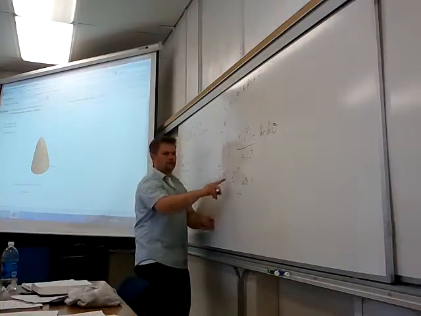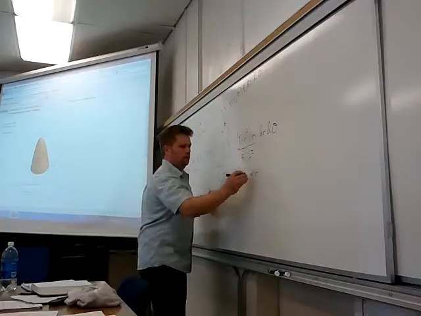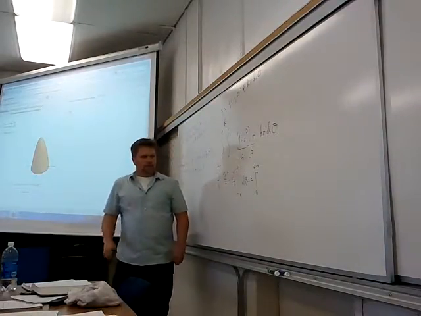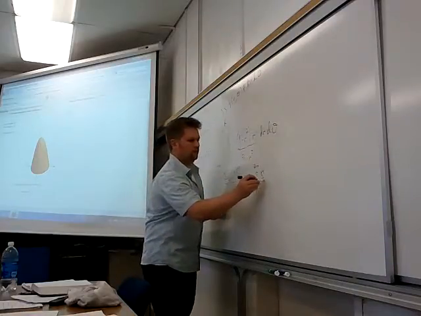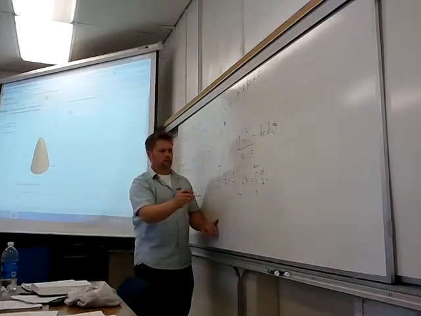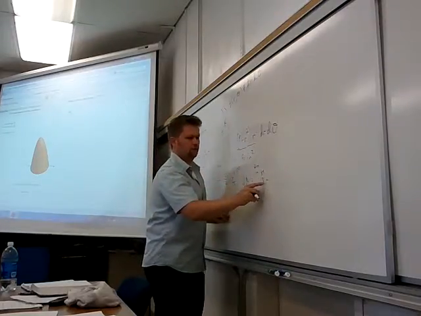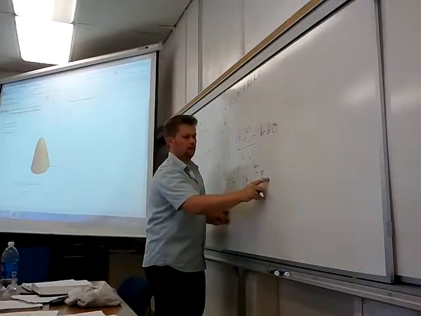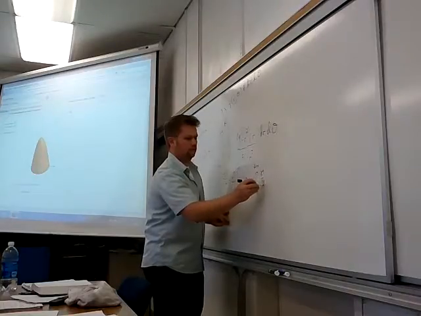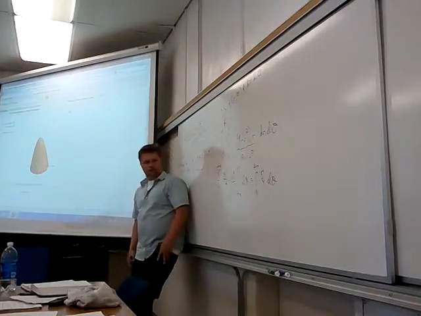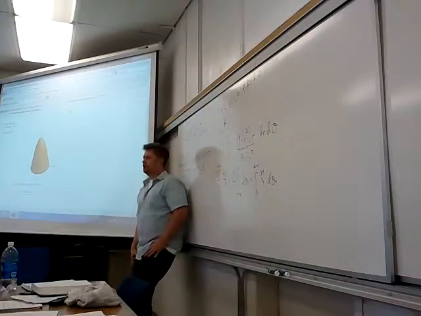So r equals 0 is nice. When r is 3, I get 81 over 2. Let's see, 81 over 2 minus, where do we go? 81 over 4. So I get 81 over 4. Right. Half of 81 minus a quarter of 81 is a quarter of 81.